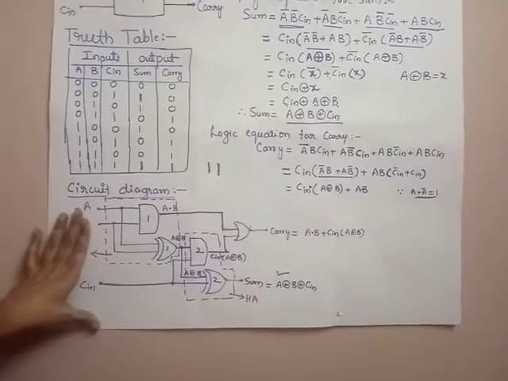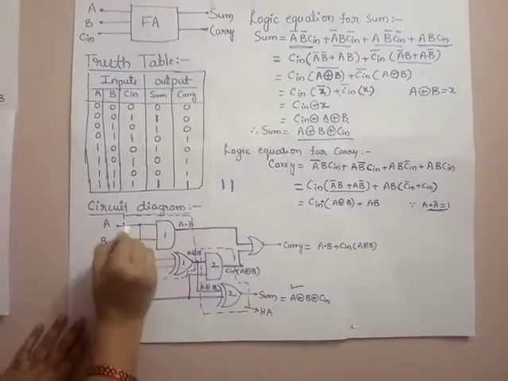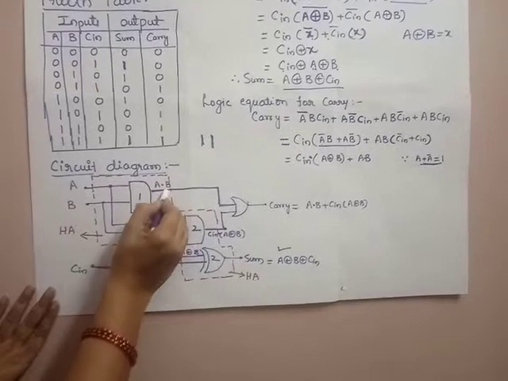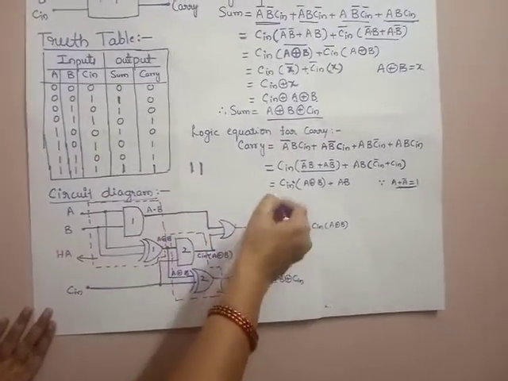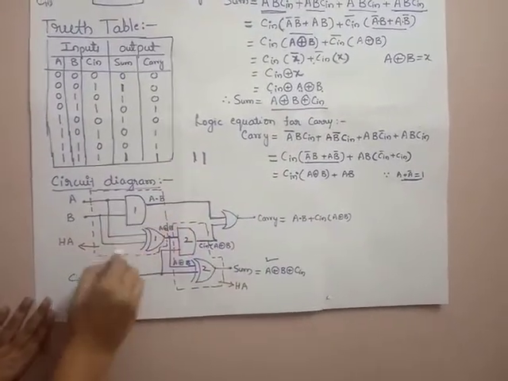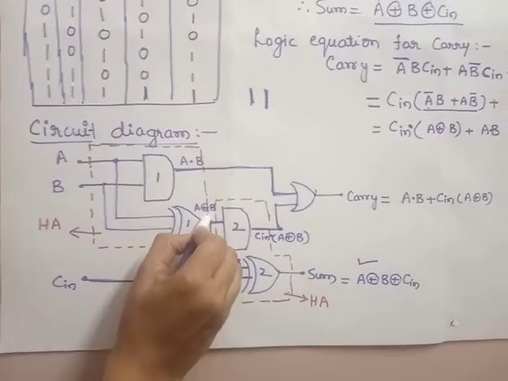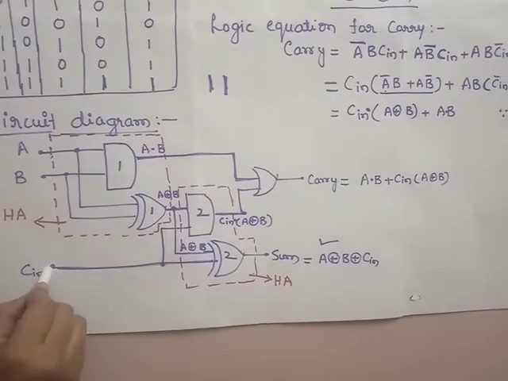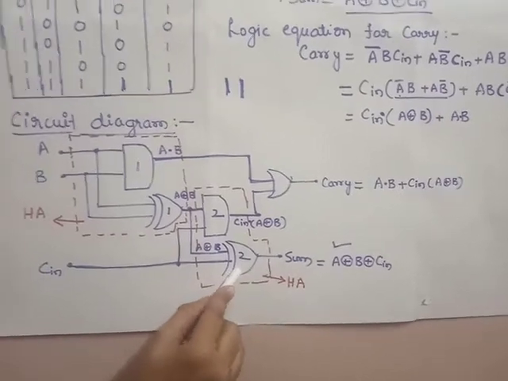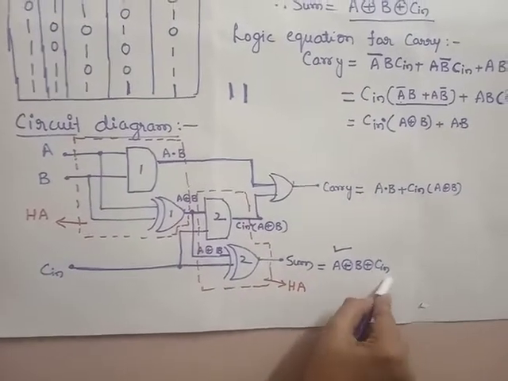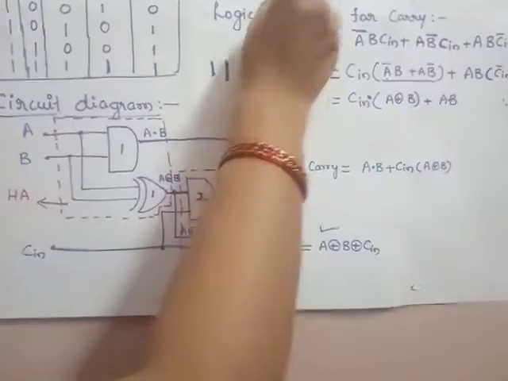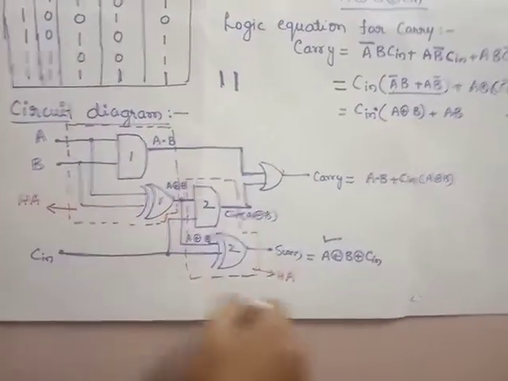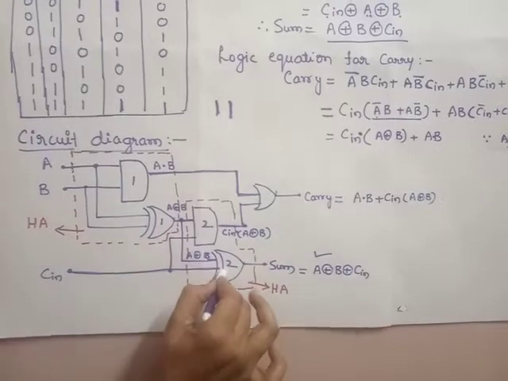So now we are drawing the circuit diagram for the full adder circuit. The output of the first AND gate is A dot B. If we connect these two variables to an XOR gate, it becomes A XOR B. The output of this is given as input for the second XOR gate. Cin is another input for the second XOR. So the output of this becomes A XOR B XOR Cin. That is nothing but the sum. So in order to get the sum operation, we require two XOR gates.